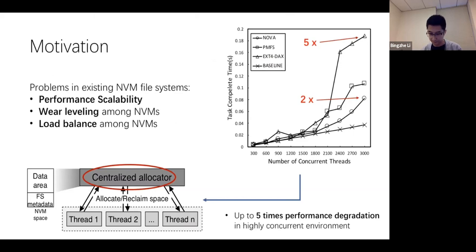Firstly, their performance scalability is not good. According to our experiment, there is up to 5 times performance degradation in a highly concurrent environment, which is caused by the centralized space allocator design. Secondly, they can't adapt to multi-NVM systems and achieve wear leveling and load balance among NVMs.